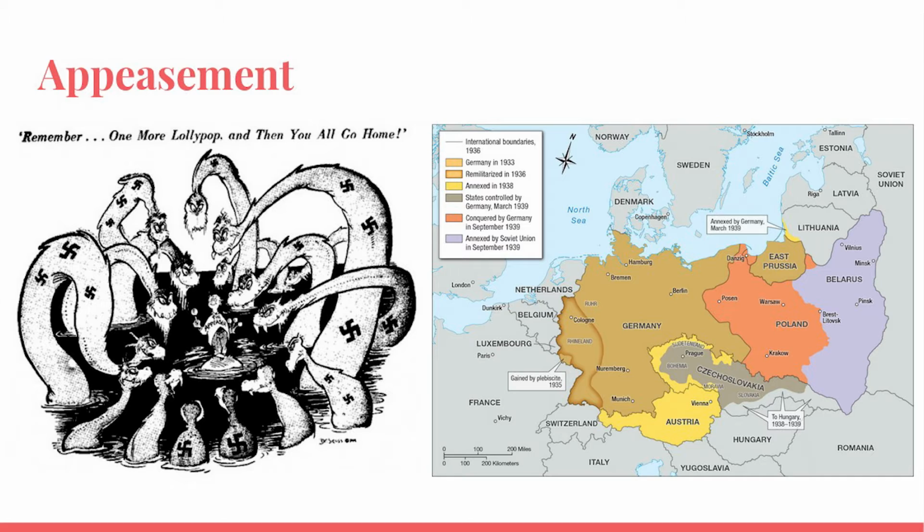This is called appeasement. The idea that if you just give in to someone and give them what they want when they do something bad or wrong or negative, maybe they'll stop there. And 99% of the time, this is a terrible solution.